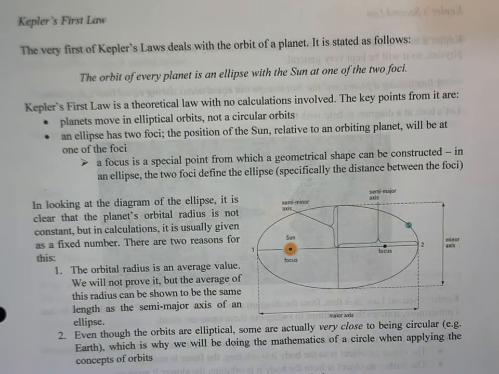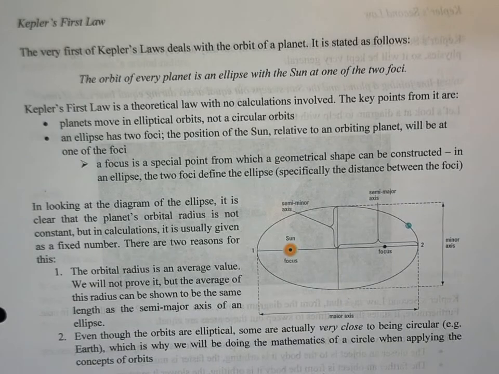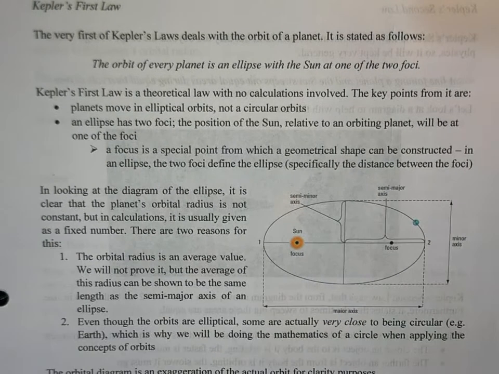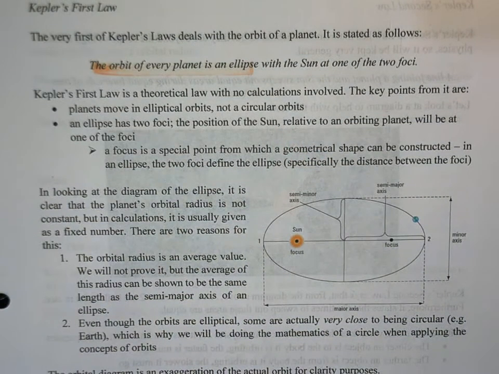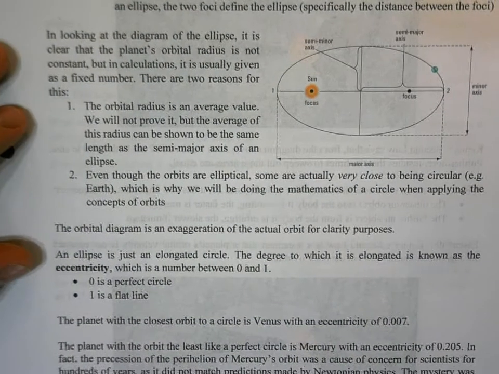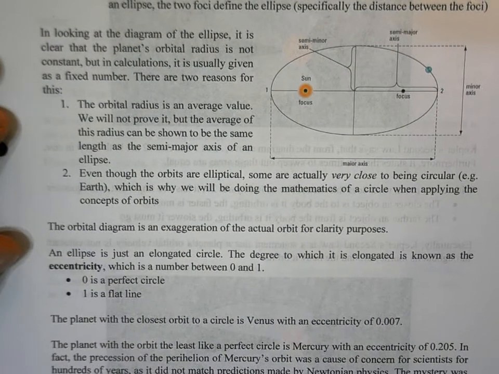We're not going to look at them in a lot of detail, so we're just going to scratch the surface. The first one, Kepler's First Law, basically states that the orbit of every planet is an ellipse with the sun at one of the two foci. Realistically, all we need you to know is that the planets travel in elliptical orbits. They do not travel in circles. Some of the orbits are very close to circular, but they're not quite circular. And that's pretty much all we really need to say about that.